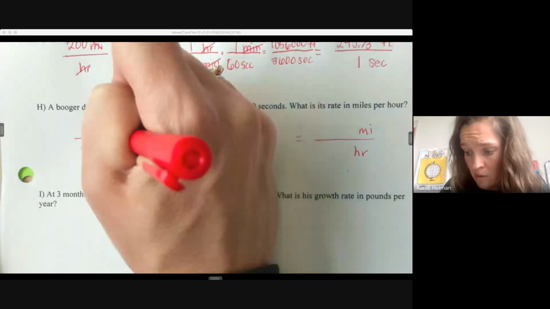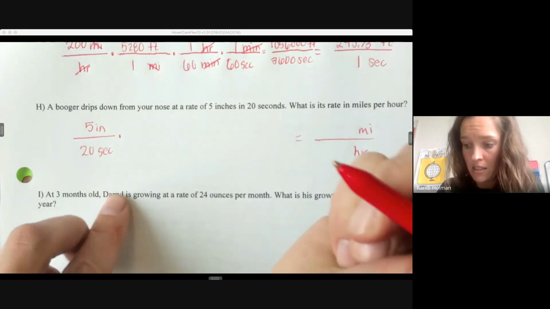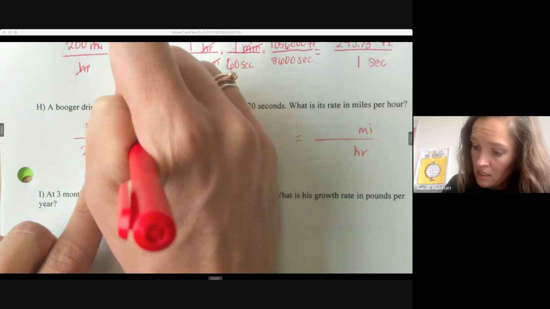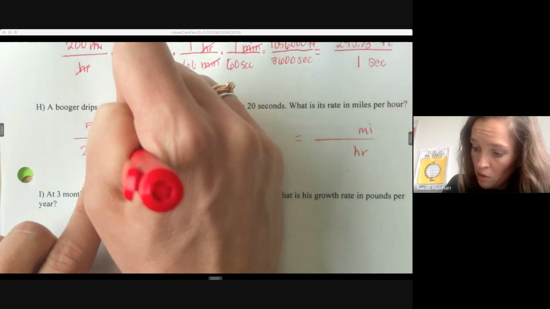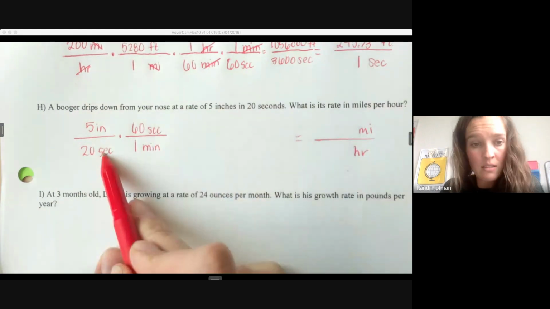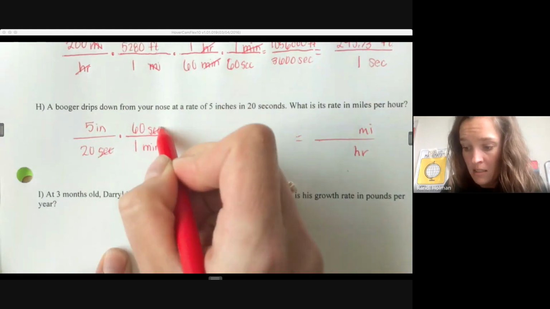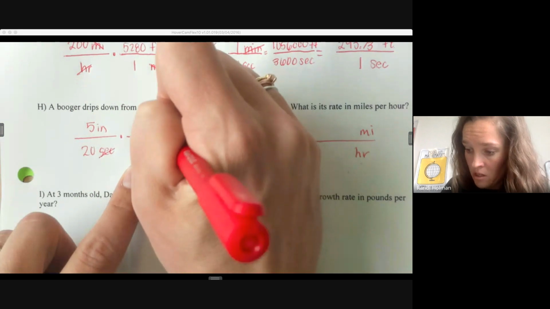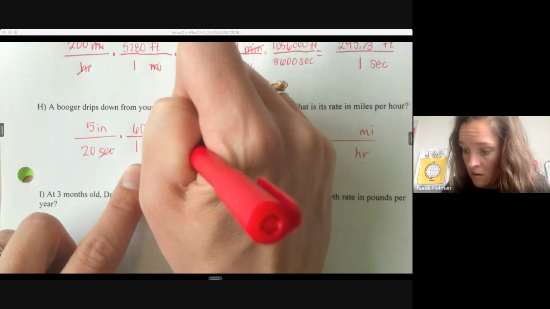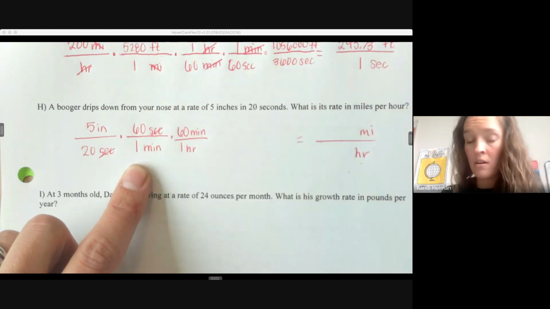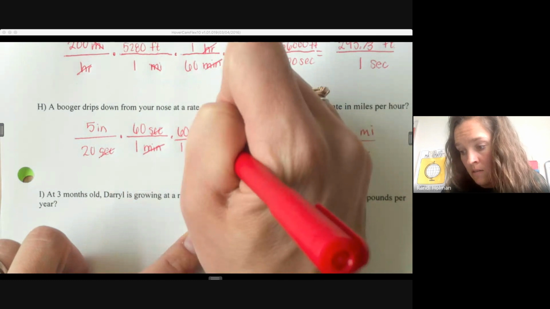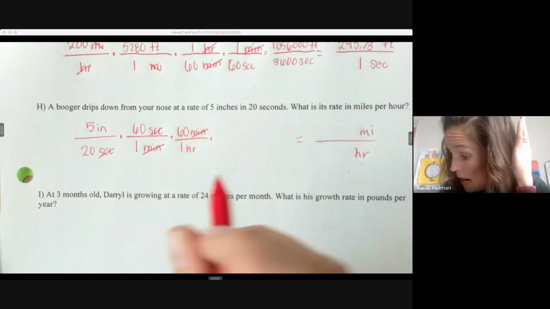So again, it doesn't matter which one we start with. Our seconds this time. So seconds, I know there are 60 seconds per 1 minute. I put my seconds so that they divide out. Now I'm in minutes, but I don't want to be in minutes. I want to be in hours. So I know there are 60 minutes for every 1 hour. Okay, minutes. Okay, and then we're in hours there, so we're good.